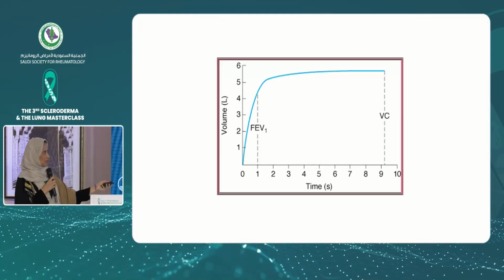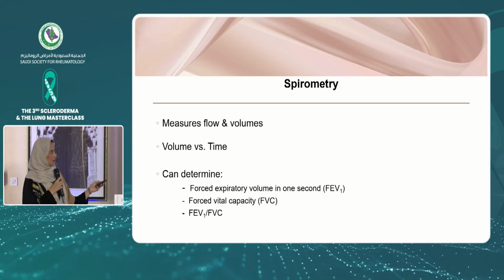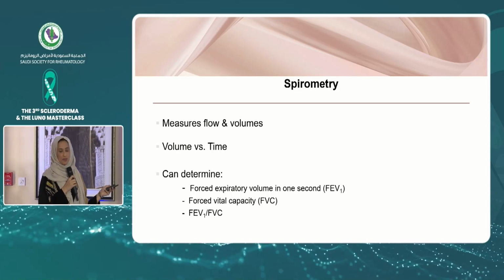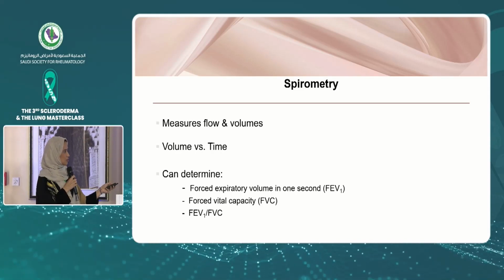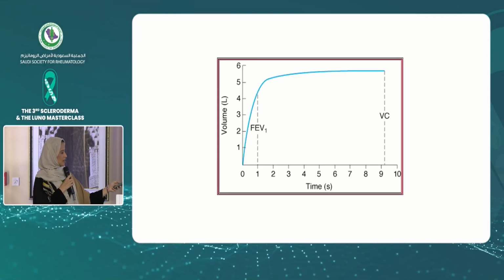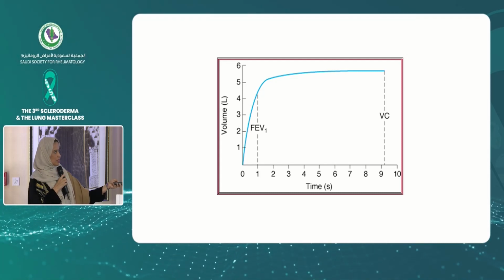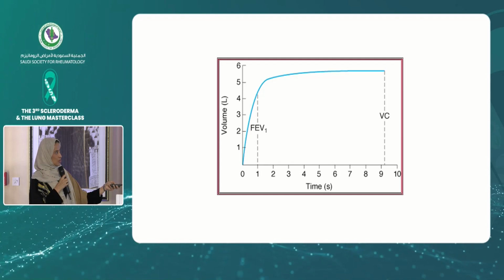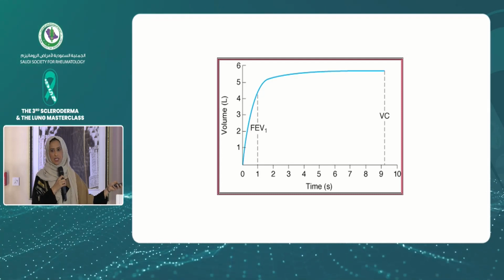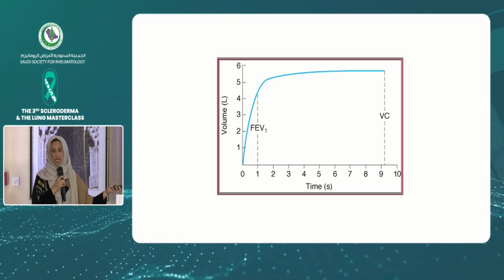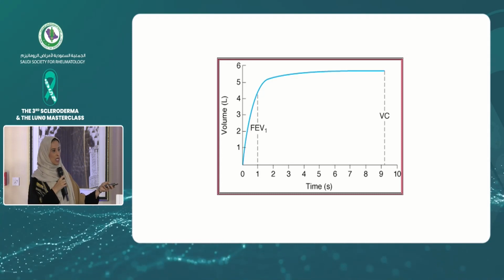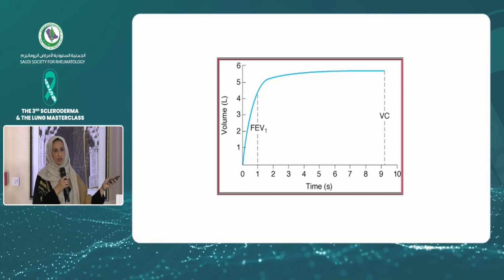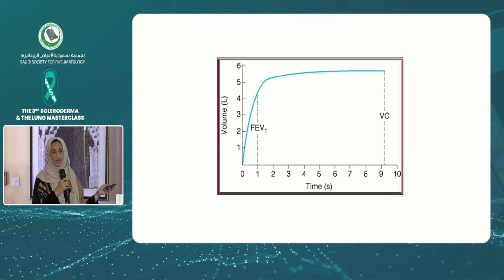So spirometry is assessing the flow against the volumes. It can determine in a few seconds how much the patient can exhale out. And we are interested in the first second. It's like the tap water. How much air can be exhaled in the first second? The majority of air should be exhaled in that timeline.